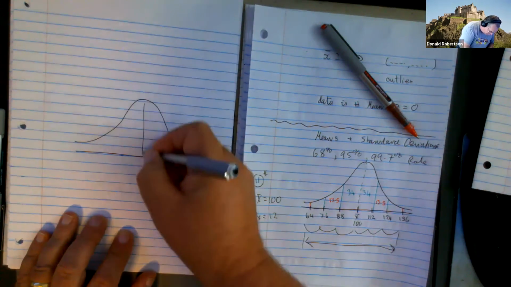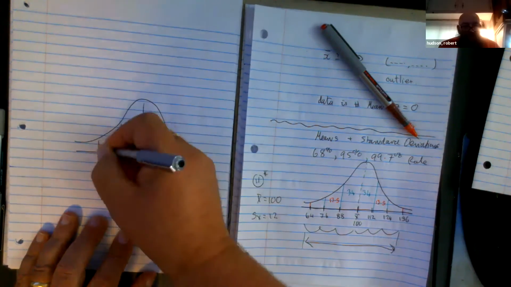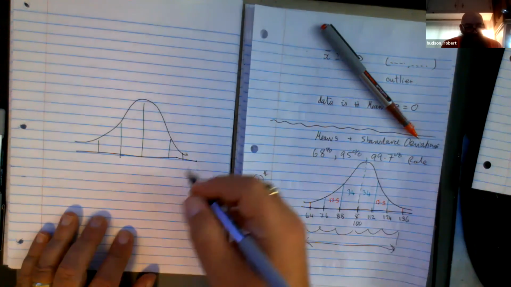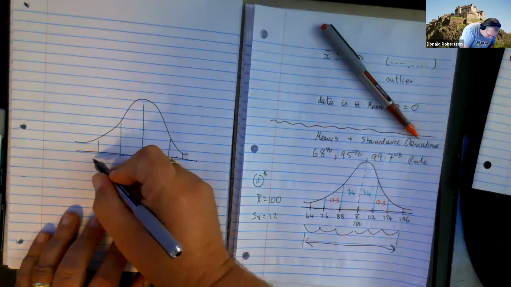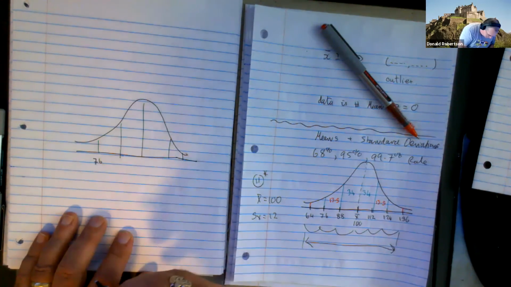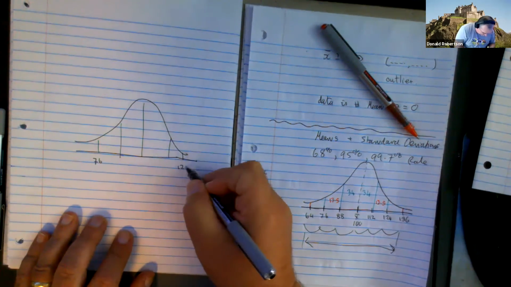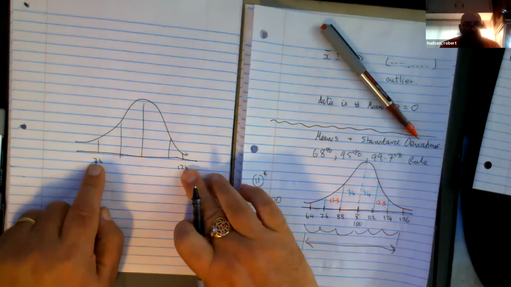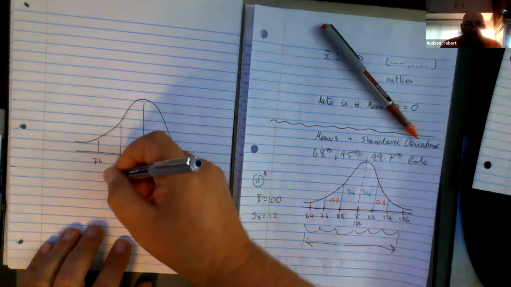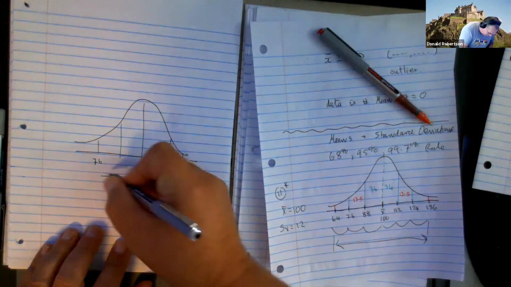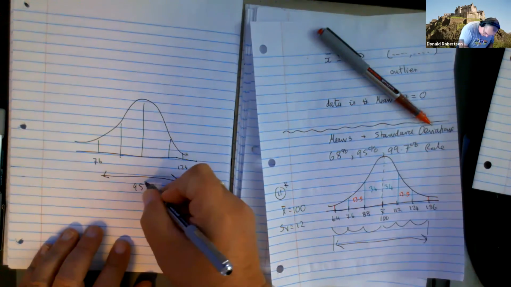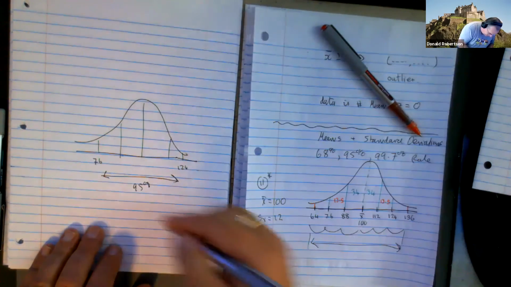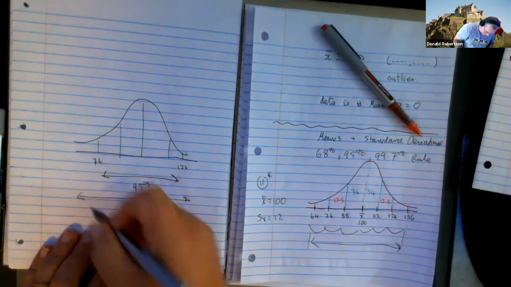There's the middle. There's one. There's two. 1.35. Wow, well done. So we got to here, 76, and over here, 124. Well, it doesn't really matter. That just happens to be these numbers. And we know that entire chunk, two of them, is 95%. And doesn't that make the next chunk the 99.7?